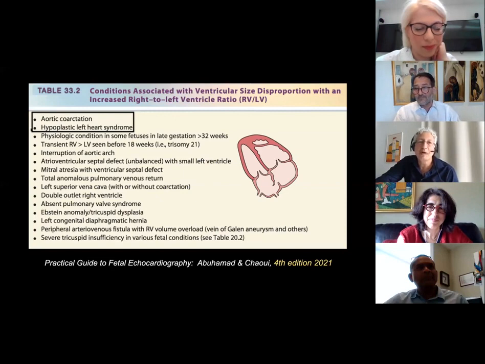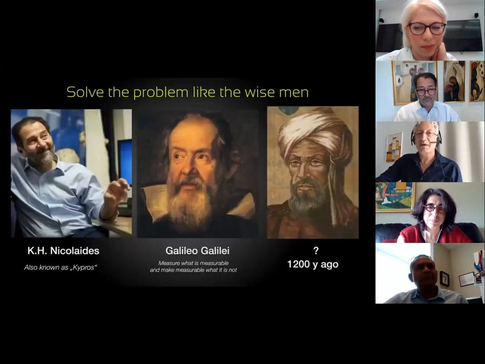But we'll let you know that the most common two conditions are aortic coarctation and hypoplastic left heart syndrome. Then you have to rely on your own, and you can use different methods or techniques, and you can ask the wise men, the three men with beard.